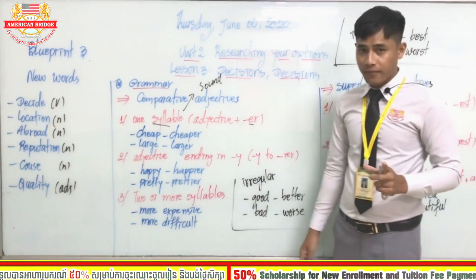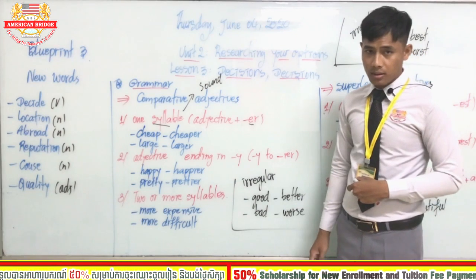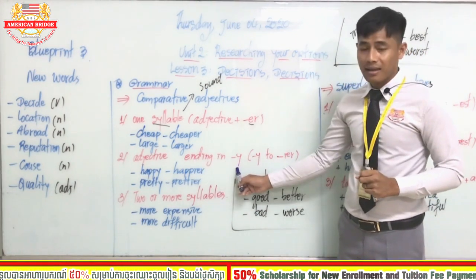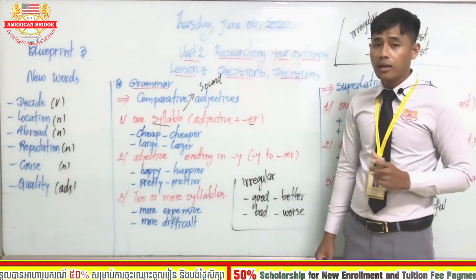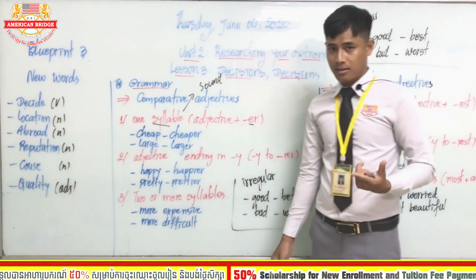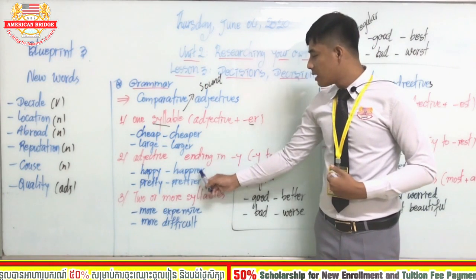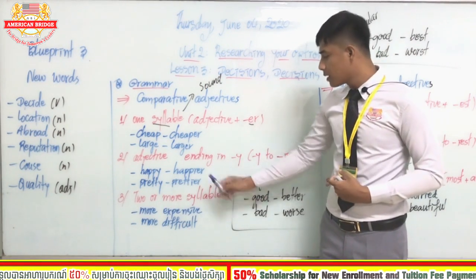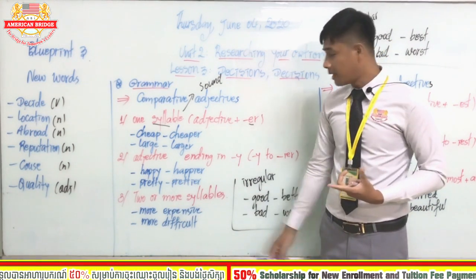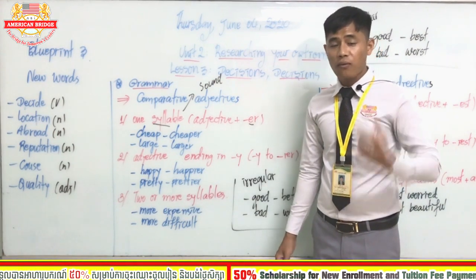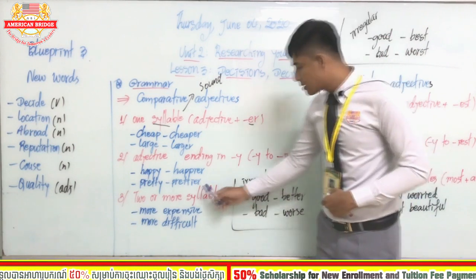Two: adjectives ending in y. You have to remember that for every adjective that ends in y, you change y to i and add er. Again, every adjective that ends in y, change y to i, er. For example, happy changes to happier. Next, pretty, prettier. Not only this word, but every adjective that ends with y. So you have to remember, this is very important.